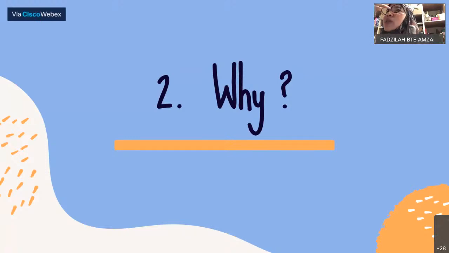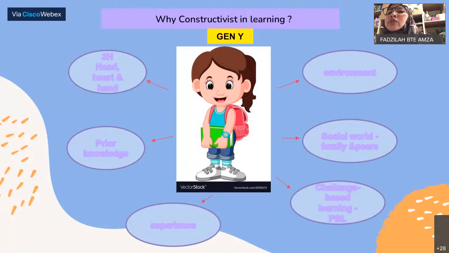The way the learning process is also changing from individual to more collaborative and group work activities, because we believe, like what Prof said, interaction actually helps the student to construct meaning. So why constructivist in learning? We are actually dealing with Gen Y. Who are these Gen Y? According to Bloom, they have the 3H. The hand, which means the motor skills. The heart, which is the attitude. And the head. So in learning, we should blend these 3H together.